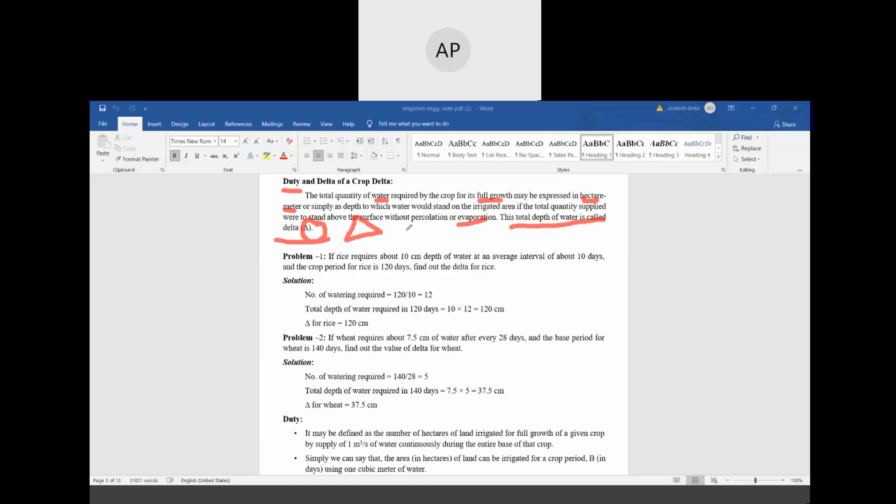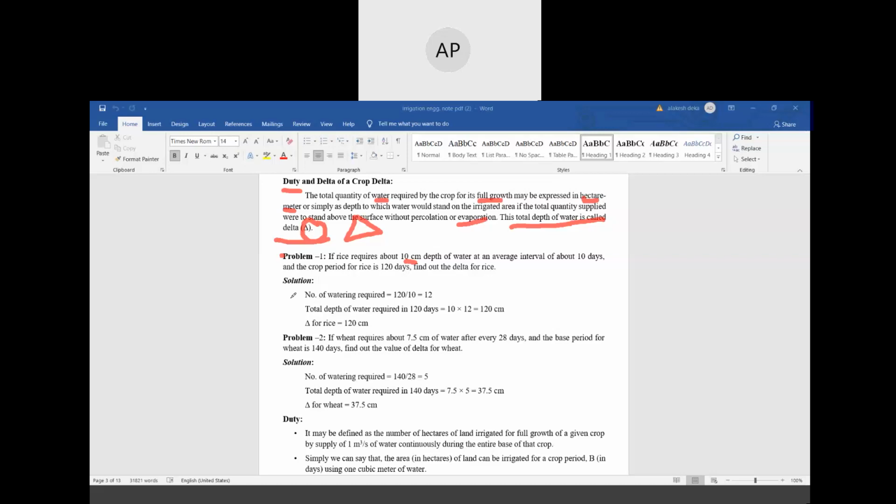Okay, and one problem is there. If rice requires about 10 centimeter depth of water at an average interval of about 10 days, and the crop period for rice is 120 days, find out the delta for rice. Delta means we have to find out the depth of water.